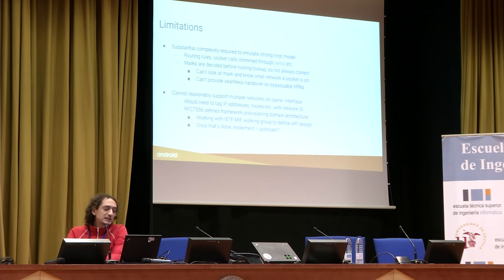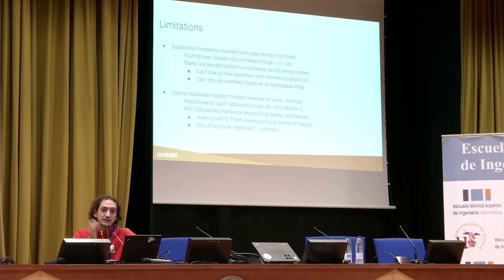It's not really possible to support multiple networks on the same interface using this model. It's just too much. We need a lot more help from the kernel for that. We'd need to tag IP addresses and routes with a particular network ID. So the IETF is working on the API for this. They've defined an architecture which is really quite good: the multiple provisioning domain architecture, RFC 7556. What we do is pretty much based on that.